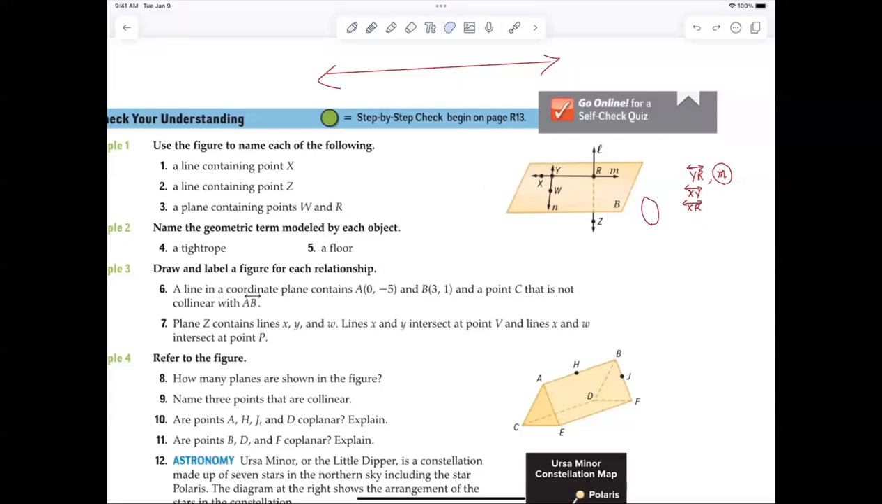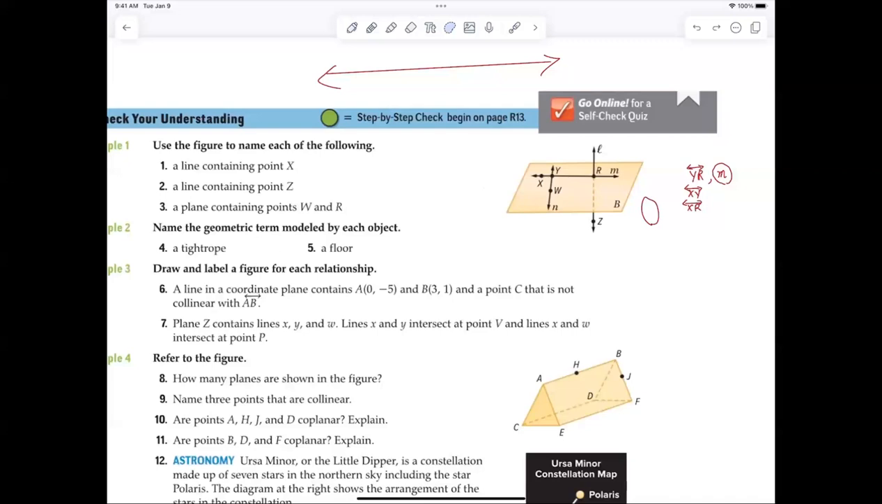So you know how when writing lines you write a little arrow above it? What would we write for that? How do we write plane? Honestly, you just spell plane and then you do the 3 letters. That's actually a good question. I'm proud of you.